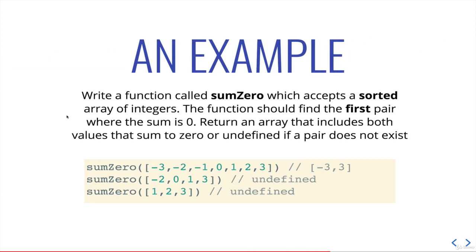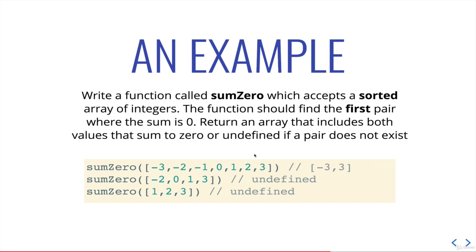Write a function called sum0, which accepts a sorted array of integers. So it needs to be sorted, not assorted, but in order, from lowest to highest. The function should find the first pair where the sum is 0. So the first pair where you take one number and add it to another number and it's equal to 0. You can see here, this is a sorted array, -3 up to +3. In this case, -3 plus 3 gives us 0, so we return that pair in an array. Otherwise, like in this case, there is no pair that sums to 0, so we return undefined. Same thing here.